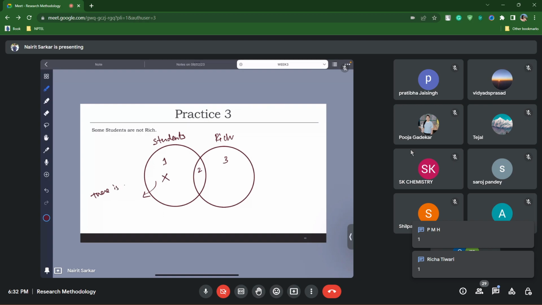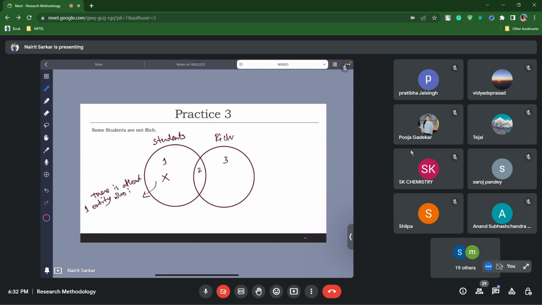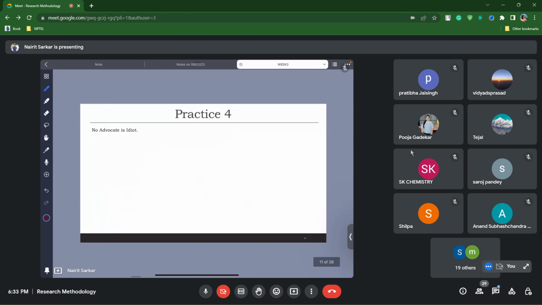X here means there is at least one entity for sure who is only student and obviously not rich. So put X only in the areas which have at least one entity present for sure. And then at last, no advocate is idiot.